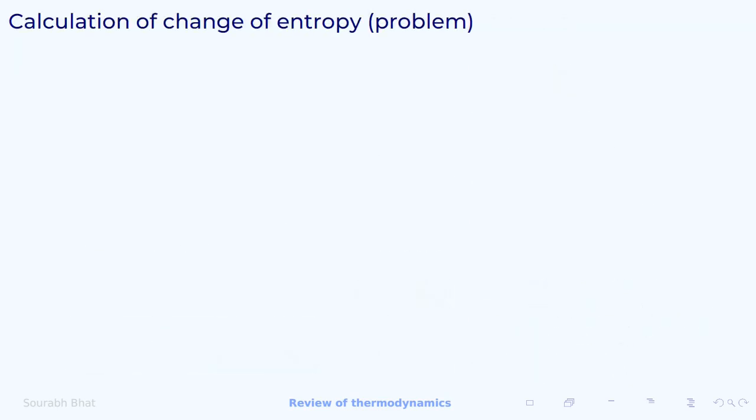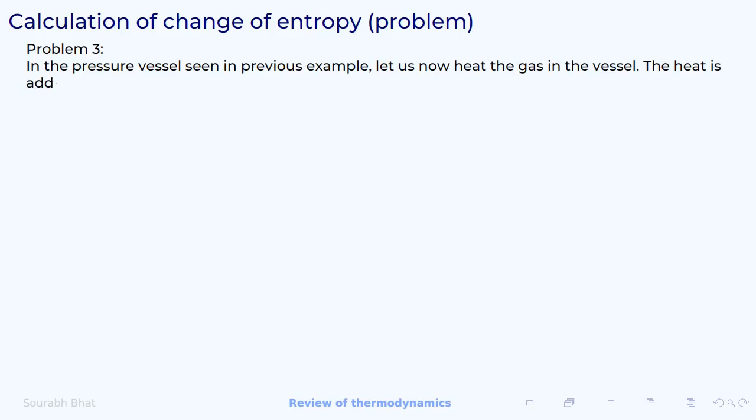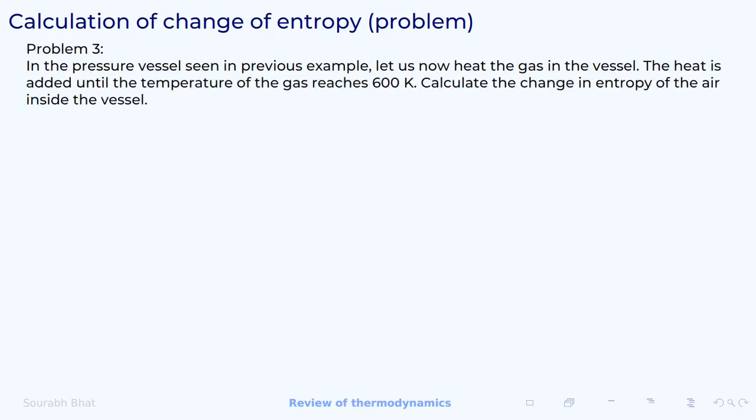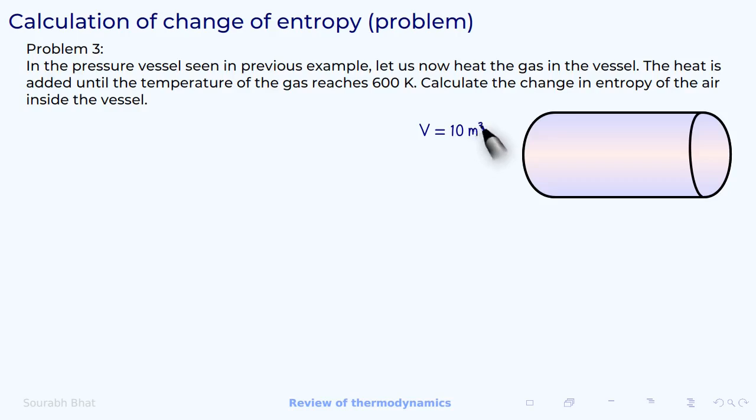Now let's use the equations which we have derived to solve a problem. In the pressure vessel seen in the previous example, let us now heat the gas in the vessel. The heat is added until the temperature of the gas reaches 600 Kelvin. Calculate the change in entropy of the air inside the vessel. We are given the volume of the vessel as 10 meters cube, and we have previously computed the mass of gas to be 235.4 kg.